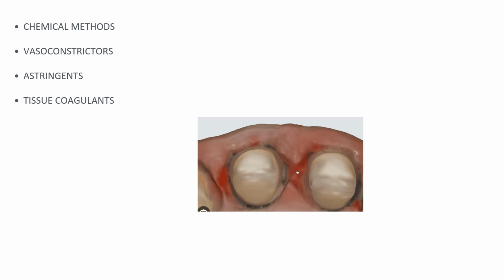The concept is that this might cause some tissue hypoxia and necrosis. So the most commonly preferred are astringents. These are some chemical methods.